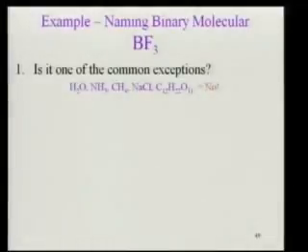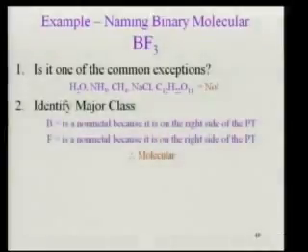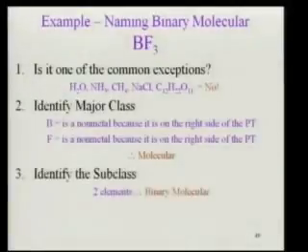Well, since there's no metals present, we'll use a different naming mechanism, the one I just showed you. Is it one of the common exceptions? No, so we don't have to worry about that. What class is it? Is it ionic or molecular? It is molecular. There is no metal present. Okay.